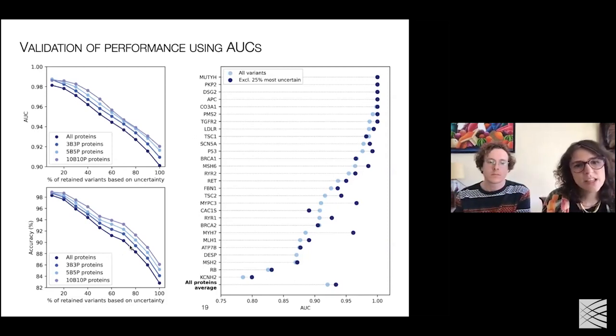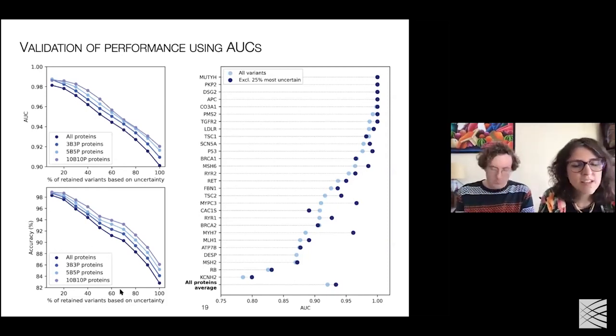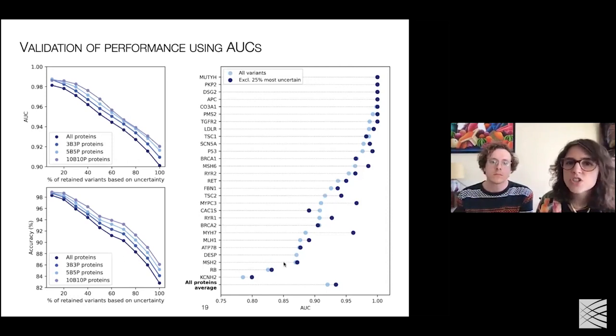And you can see that for an accuracy of 90%, that corresponds more or less to retaining 75% of our most certain variants. So basically excluding the 25% most uncertain. And that corresponds to a higher AUC, which are the dark blue dots here.